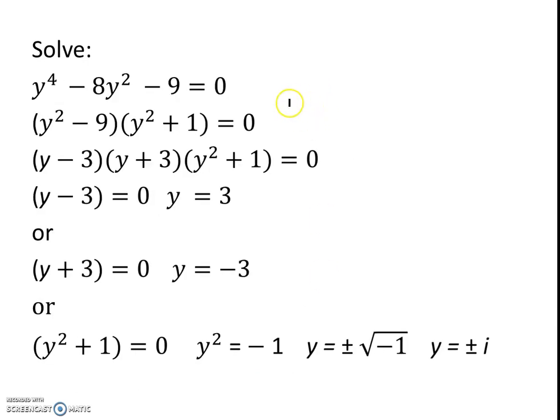y to the fourth minus 8y squared minus 9 factors into y squared minus 9 times y squared plus 1. We know that y squared minus 9 is y minus 3 times y plus 3. We still have our y squared plus 1. But looking at this first one, y minus 3 equaling 0, then y must be 3. The second factor, y plus 3, setting that equal to 0, y must be negative 3. Or finally, this last part, y squared plus 1 equaling 0. When we do all the math, we end up with y equaling plus or minus i.